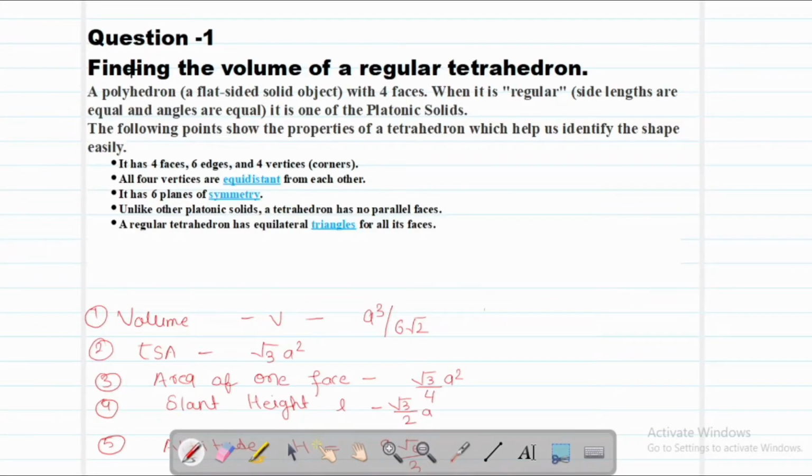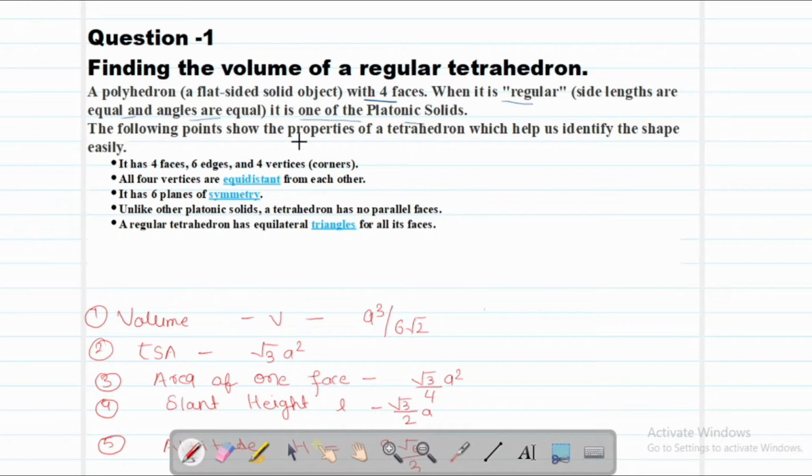Today's question is finding the volume of a regular tetrahedron. First we understand the properties and the definition of the tetrahedron. A polyhedron is a flat-sided solid object. A tetrahedron has four faces, and when it is regular, its side lengths are equal and angles are equal. It is one of the platonic solids.